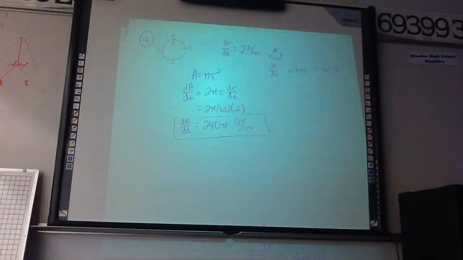I would like to see you attempt the next 5 problems for homework, starting now. Notice on number 5, they give you the volume for a sphere. Okay, you can stop.